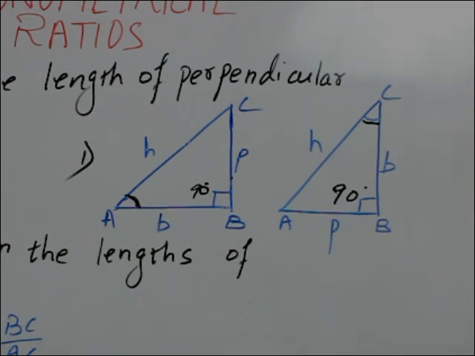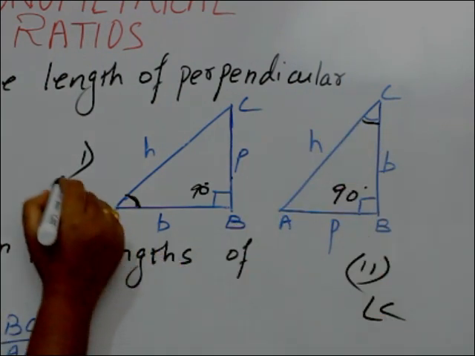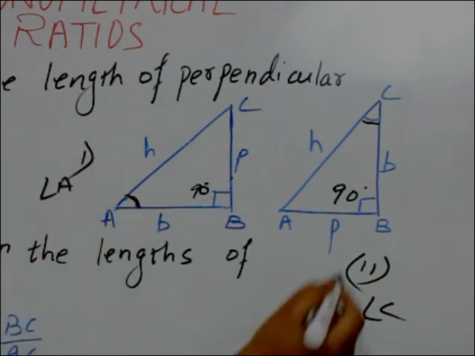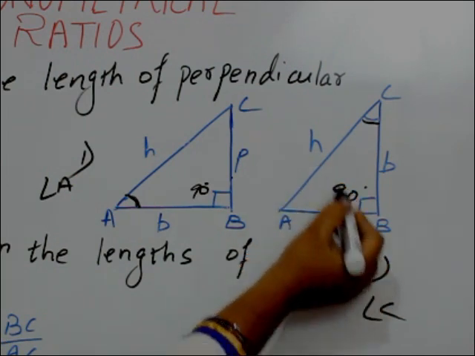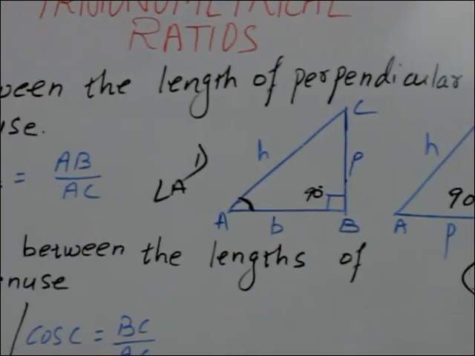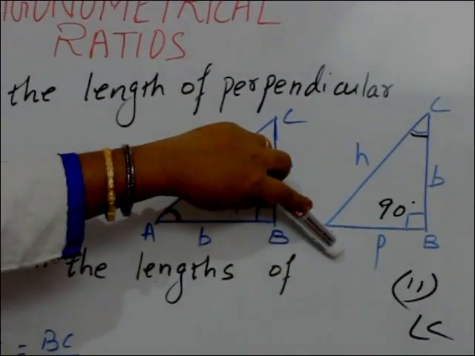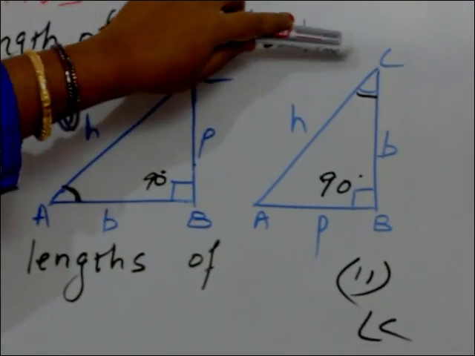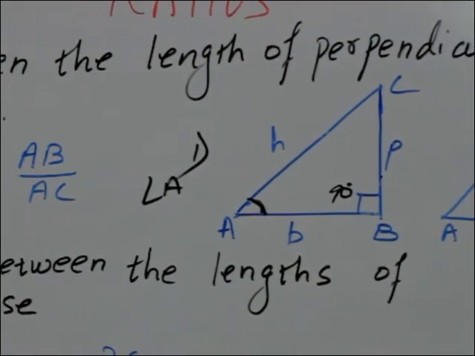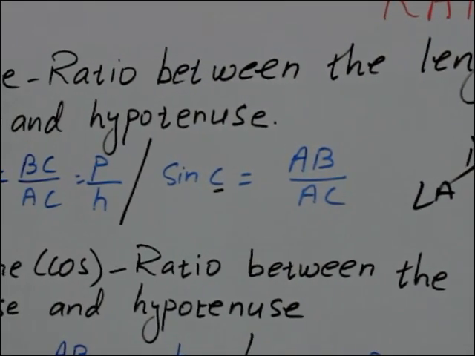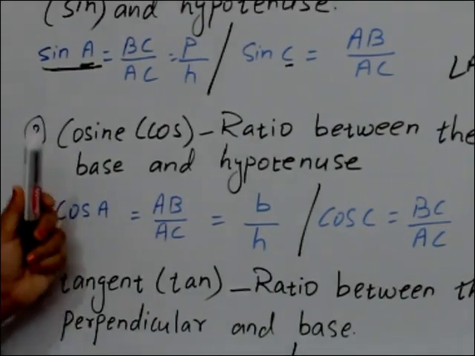If angle C is the reference, in the second figure, then what is the perpendicular? AB. And the hypotenuse? AC. So AB by AC. Clear? Here angle C is the reference, its opposite is the perpendicular, which is AB, and the hypotenuse is AC. So AB by AC. Sine means the ratio between perpendicular and hypotenuse. Perpendicular by hypotenuse.